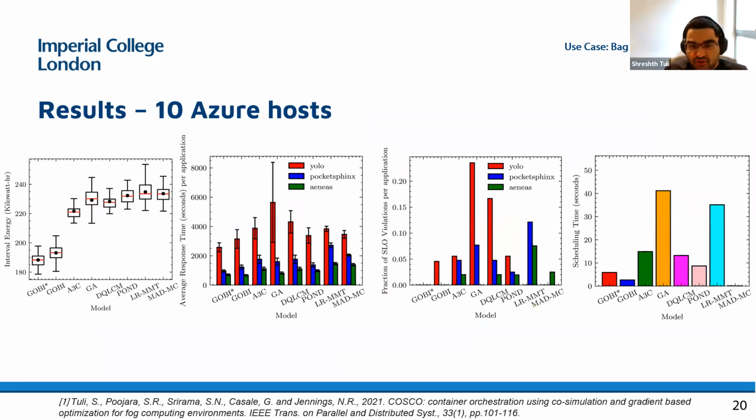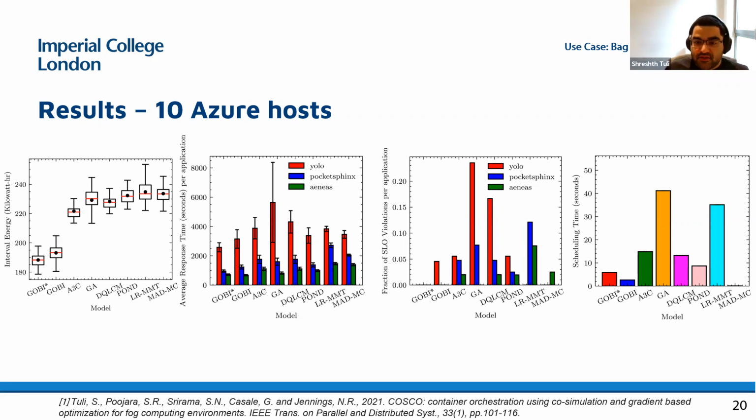So these figures show the results comparing the Gobi and Gobi star models with the baselines on this Azure platform with 10 hosts. And as is apparent, both proposed methods are able to outperform the state-of-the-art methods in terms of energy consumption, average response time, and the SLA violation rates. For instance, energy consumption is low because both Gobi and Gobi star methods aim to allocate tasks to a small set of hosts to allow idle hosts to go into hibernation or low power mode to conserve energy.